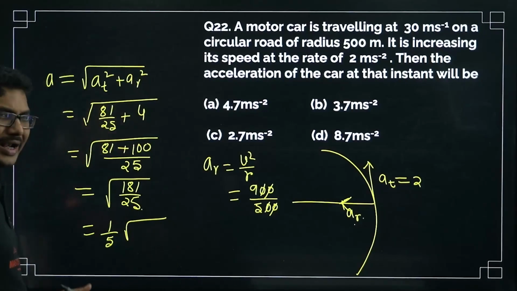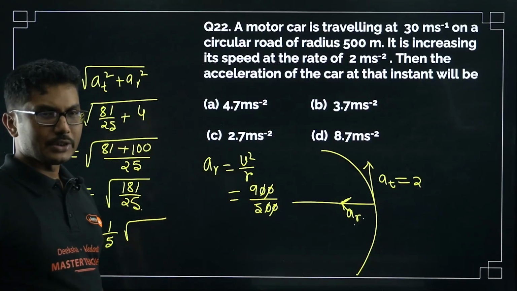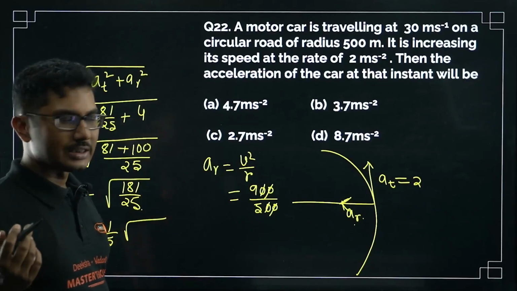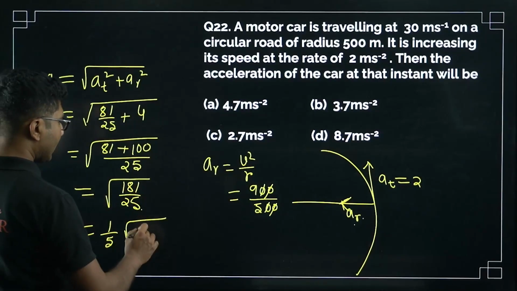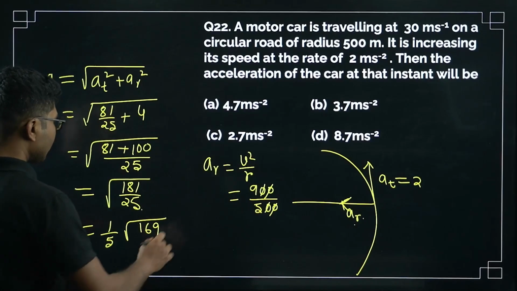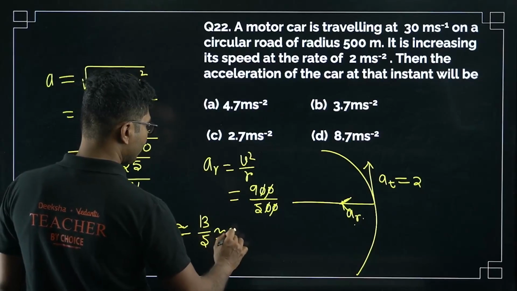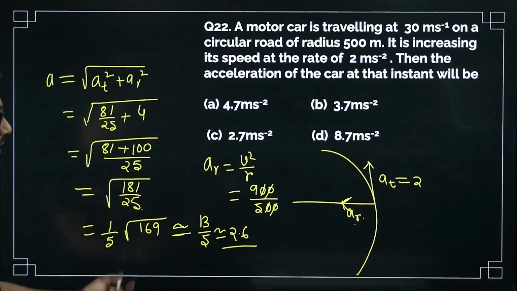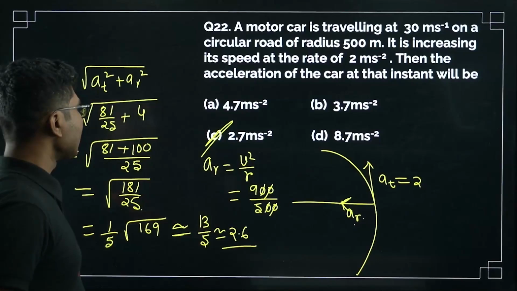What is the value of root 181? We have to find the closest number to 181 which can be squared, right? So the closest number to 181 that is a perfect square is 169, which is slightly smaller, 12 smaller. So you can consider this equal to 13 by 5, which is equal to 2.6. Okay, so this is the closest answer you get. All the answers are far apart, so you can easily identify which one is correct. 2.7 is the correct answer.